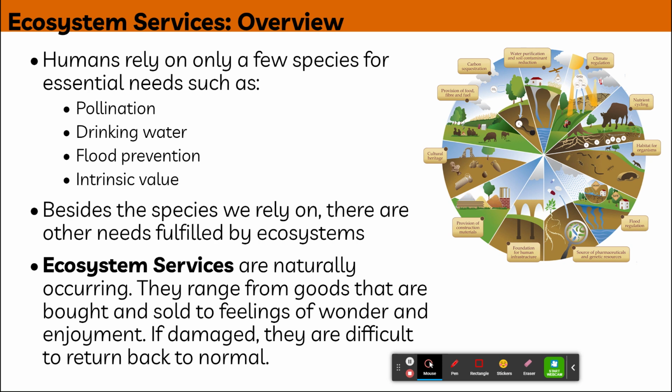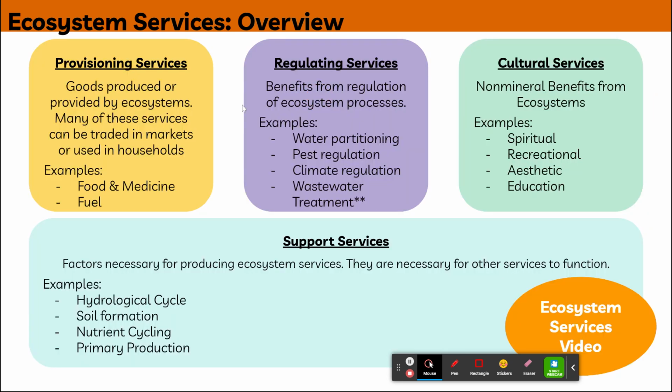So humans rely on only a few species for essential needs, such as pollination, that would be bees, drinking water, flood prevention, and intrinsic value, and of course, food. And besides the species we rely on, there are other needs fulfilled by ecosystems. These are called ecosystem services. They're naturally occurring, and they range from goods that can be bought and sold to feelings of wonder and enjoyment. If damaged, they are difficult to return back to normal. And they're broken down into 4 main categories.